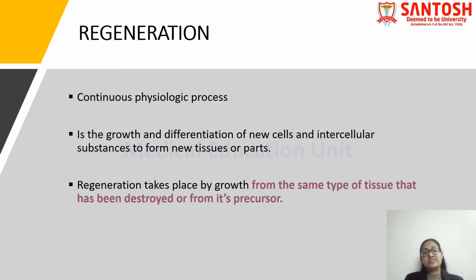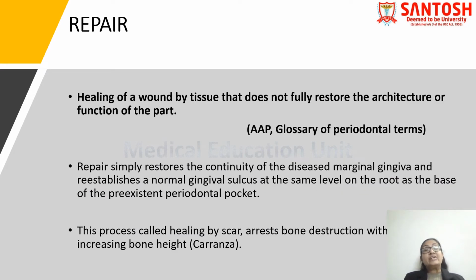What exactly is regeneration that we talk about? It is a continuous physiologic process. It is the growth and differentiation of new cells and intercellular substances to form new tissues or parts. This takes place by growth from the same type of tissue that has been destroyed. So, very important, it is the same type of tissue that has been destroyed, or from its precursor. So that's about regeneration.